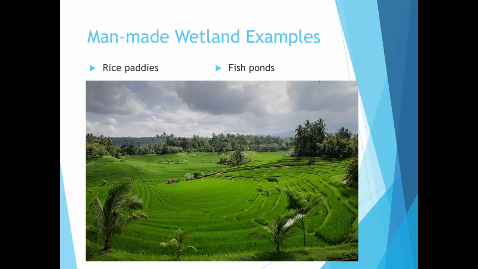When we talk about man-made wetlands, the two main examples that we think of would be rice paddies and fish ponds. So these are two examples of man-made wetlands, and they can be extensive and they can be important for wildlife. So even though they're man-made, that doesn't mean that they don't have environmental benefits.